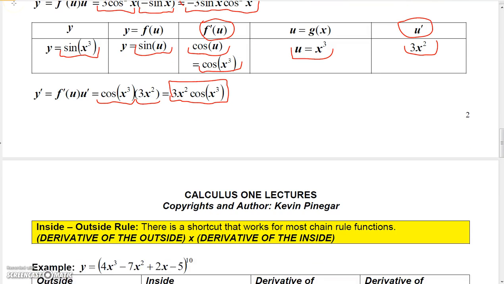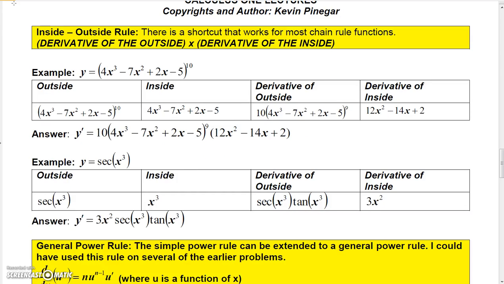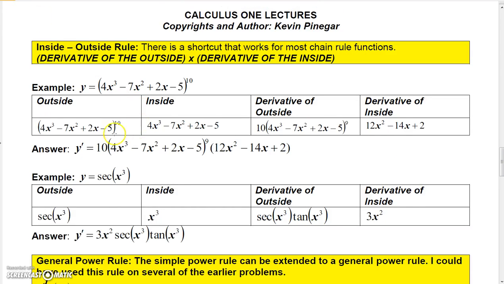Now with powers, you generally can think of this as the derivative of the outside times the derivative of the inside. So if you want to think of it like this, that's fine. So here for this function, this polynomial to the 10th power, I have the outside, which is all of this raised to the 10th power, and the inside is just the polynomial. So the derivative of the outside, I can use the power rule, 10 times that polynomial to the 9th power, and then the derivative of the inside would just be the derivative of this, which would be 12x squared minus 14x plus 2. So basically you're just going to multiply these two together, the derivative of the outside times the derivative of the inside, to get your answer.